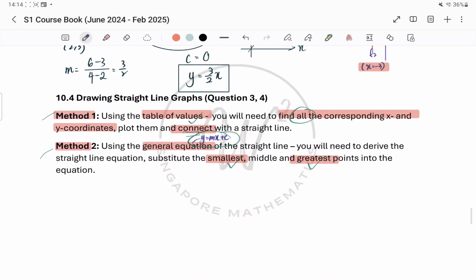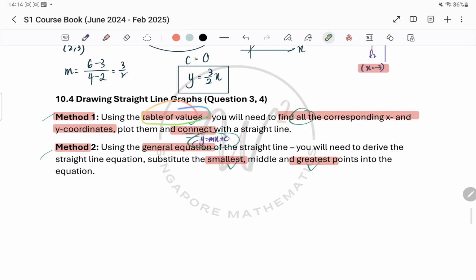Okay, so for 10.4 it's about drawing a straight line graph. So we have two methods. First one is we will use a table of values. You will need to find all the corresponding x values and y coordinates, plot them, and then connect them with a straight line. But there's also a second method, which is you use y equals to mx plus c. But you need to find out what is the equation first, because it depends on the question. The question sometimes will give you a table and then they want you to find all the single points and plot everything. Then you need to follow the question.